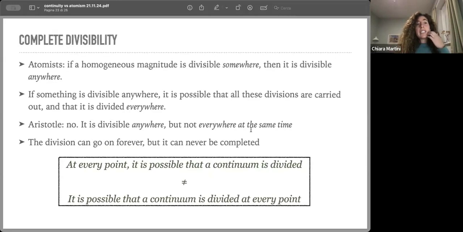What that means is that the division is infinite in the sense that it can go on forever. But if it can go on forever, you can never finish it. And so you never have the problem of what you have when you have finished, precisely because you can never finish.